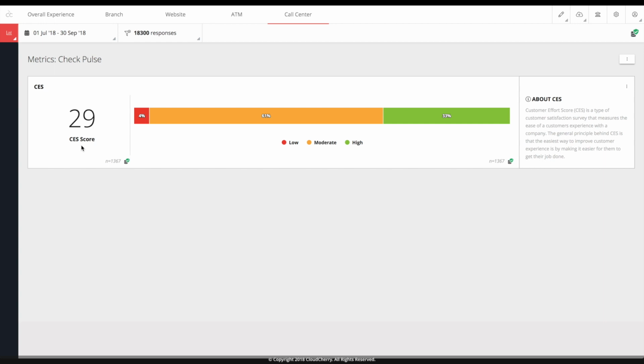So this covers off how your customers view the CES question when it is presented to them, as well as how the CES widget is presented within CloudCherry, and for you to understand it and then to drill down next into the responses in order to understand users who may have had a bad experience and had to put in a lot of effort to interact with you so that you can then work on taking action.